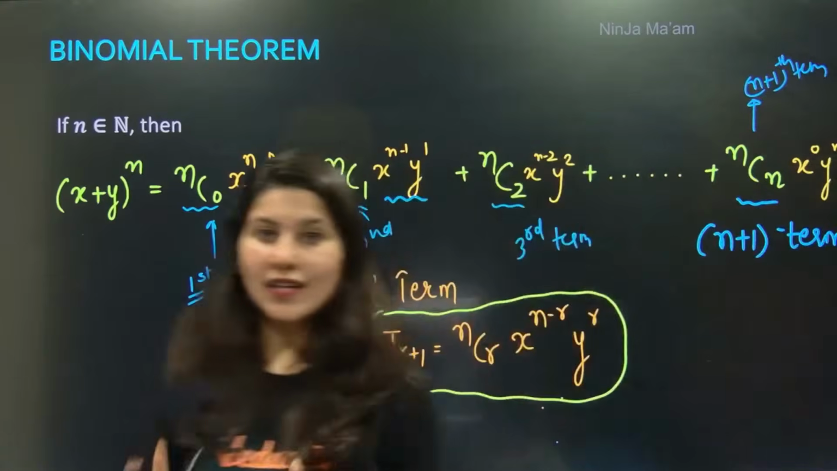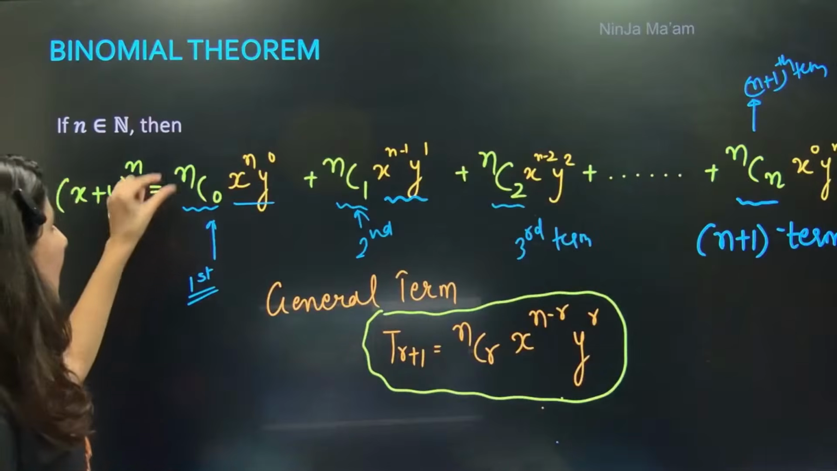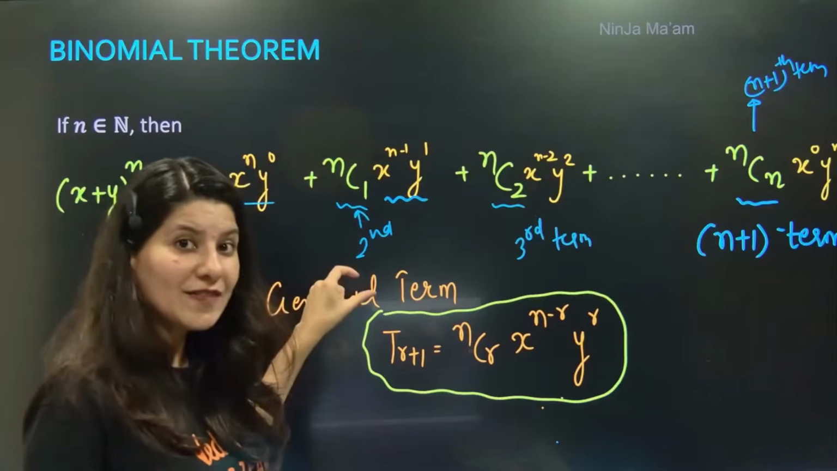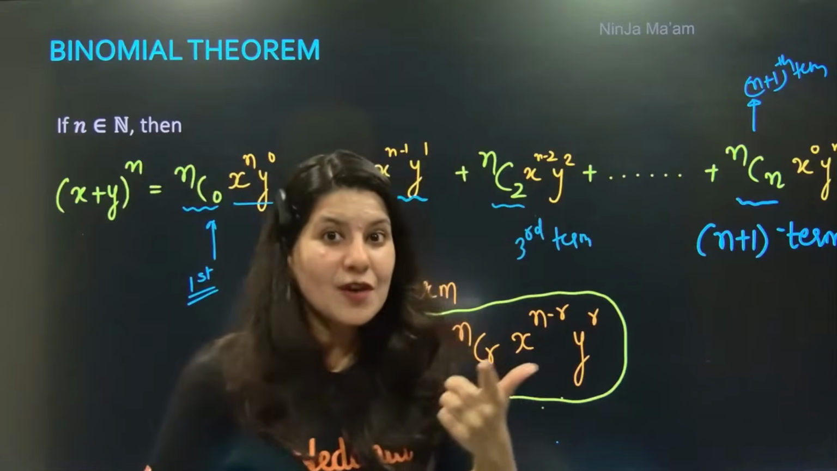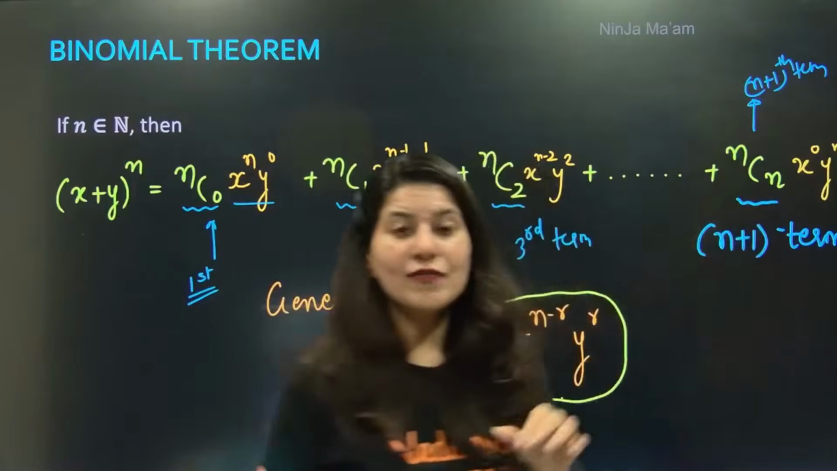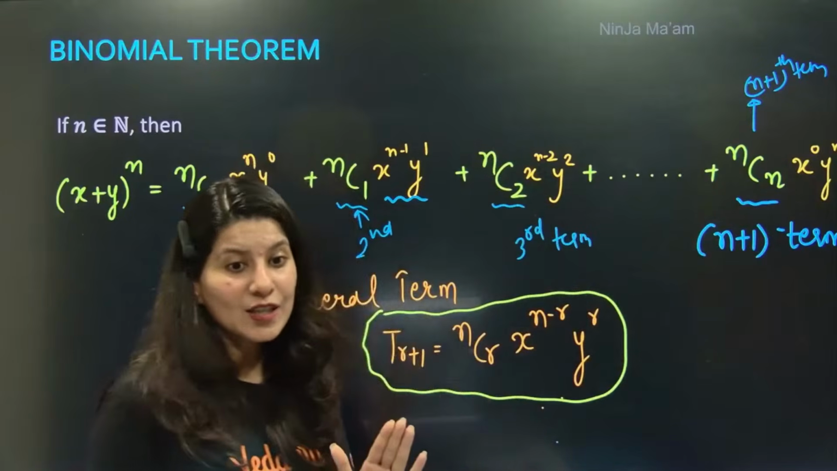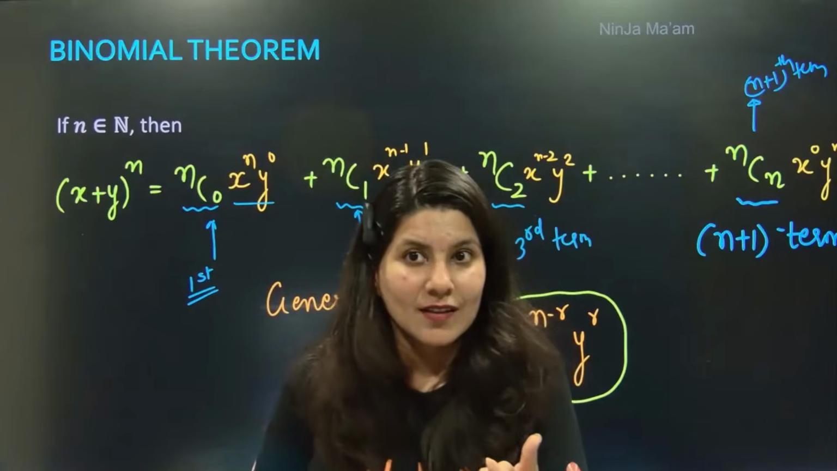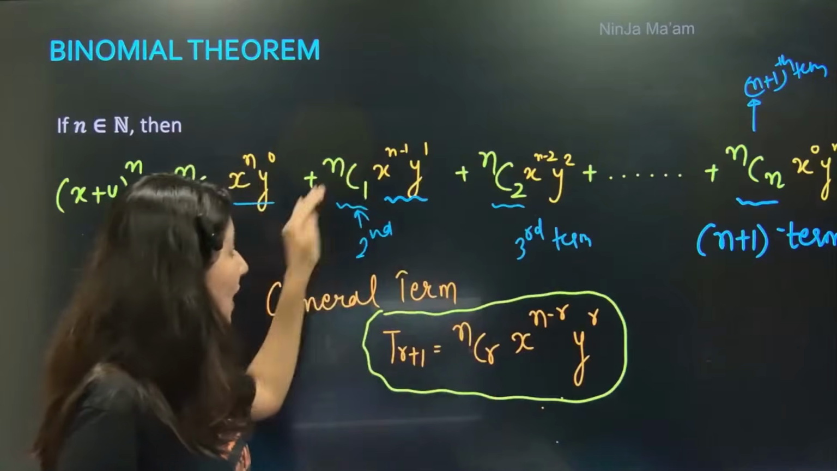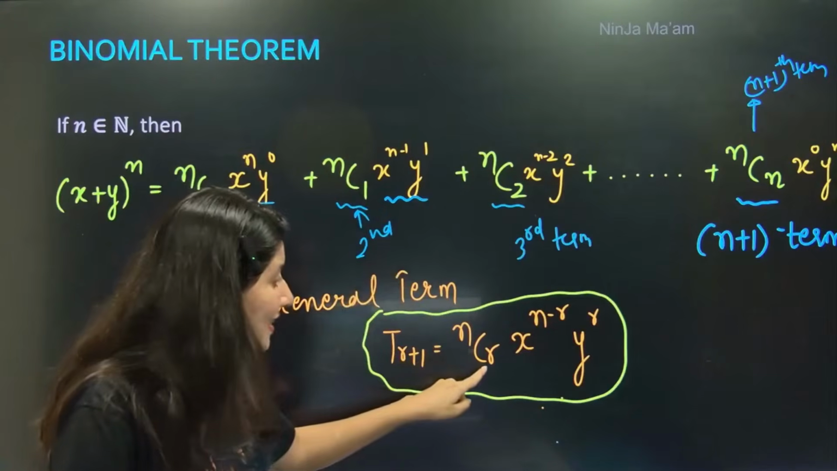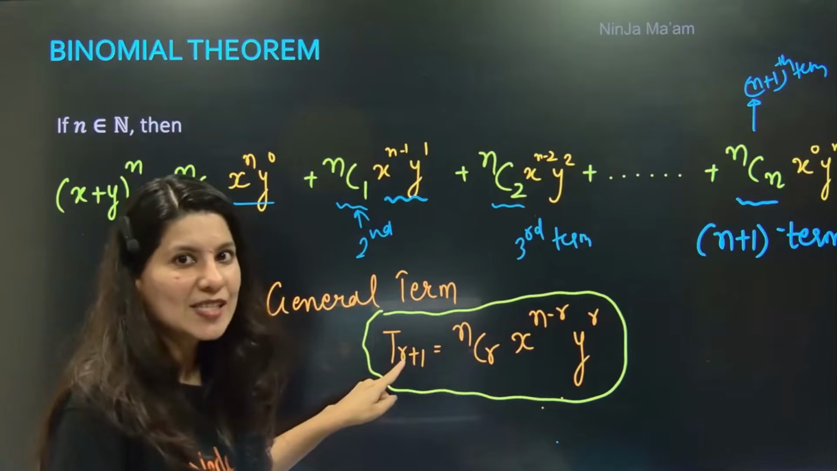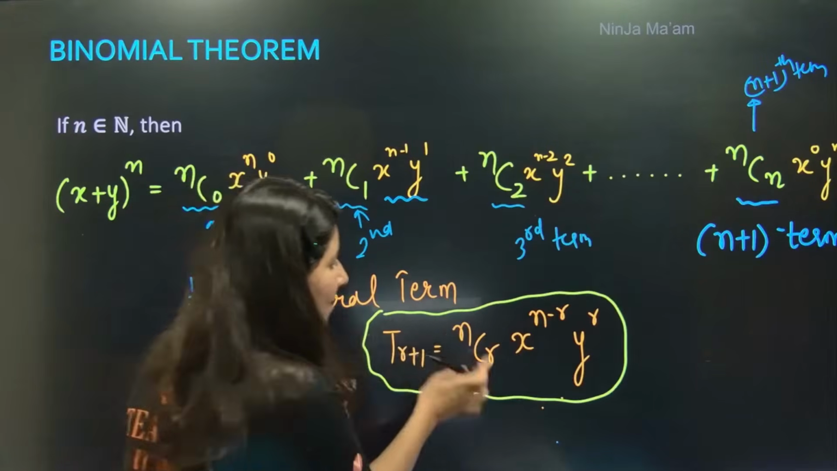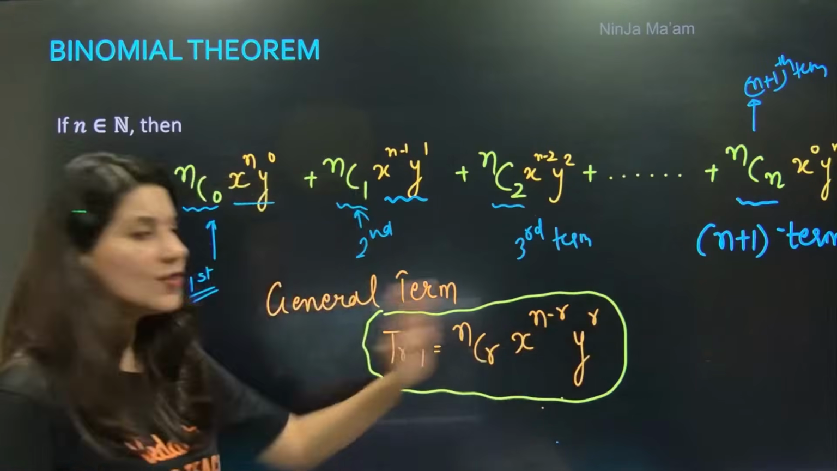Or rather you can think about it this way: nC0 is the coefficient of the first term. nC1 is the coefficient of the second term. nC2 is the coefficient of the third term. nCn is the coefficient of the (n plus 1)th term. So if I ask you what will be the term for nCr? See, nC1 is the second term, so nCr will be the (r plus 1)th term. So nCr, x power n minus r and y power r. This is the general term.